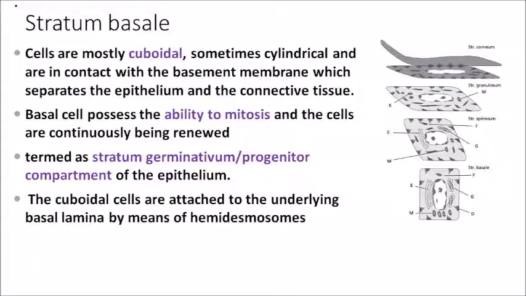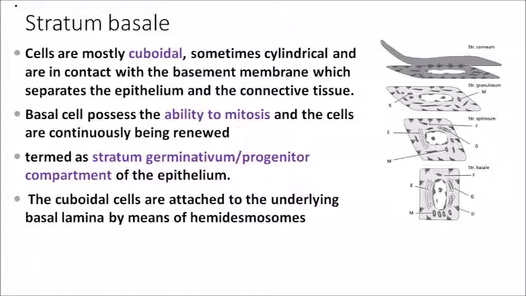Cells are mostly cuboidal, but sometimes they can be cylindrical and they are in contact with the basement membrane. What is the basement membrane? The basement membrane separates the epithelium and the connective tissue. Because it is the deepest layer, it will be in contact with the basement membrane. These basal cells possess the ability of mitosis. So these are the cells which repeatedly divide and they are continuously being renewed. This layer is also known as stratum germinativum. The germination process or the mitosis happens here. Therefore, stratum germinativum, or it is also known as the progenitor compartment of the epithelium.